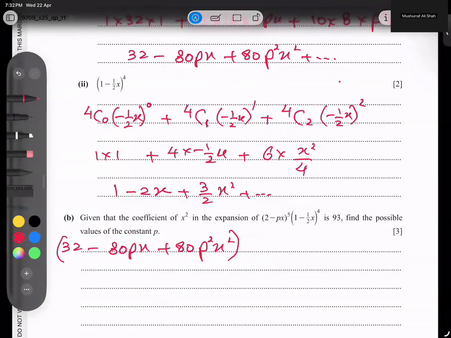And now same. And just wait, please. This is also, I'm bringing down. So this is not a comparison, but it's for the sake of less chance of mistake in this way. Now he's saying that the x square coefficient is 93, and find the possible values of p.